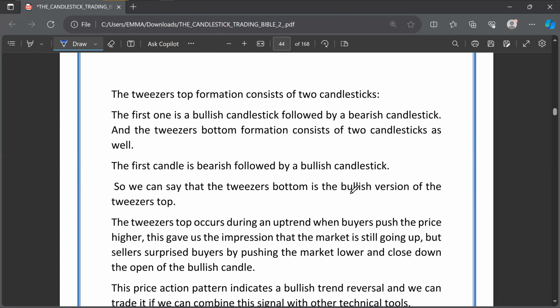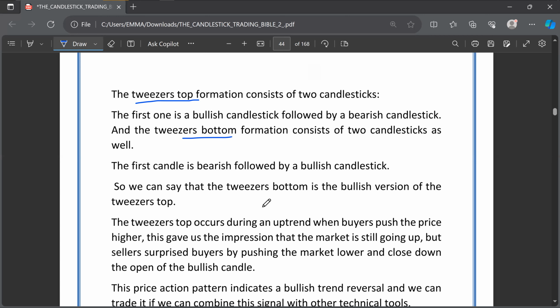So now the first one is a bullish candlestick, followed by a bearish candlestick. So we are talking about the Tweezers top, which is the bearish one. The first one is bullish, followed by a bearish candlestick. It's as simple as that. And the Tweezers bottom formation consists of two candlesticks as well. The first candle is bearish, followed by a bullish one. So hence the bullish or the bottom, the Tweezers bottom. So that is their bullish kind.